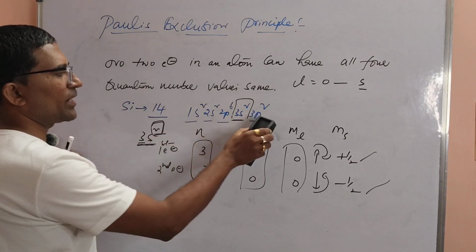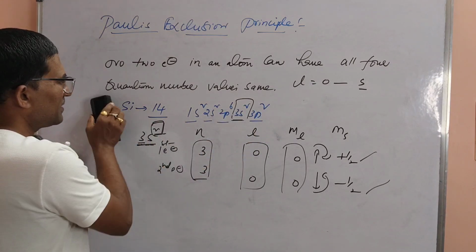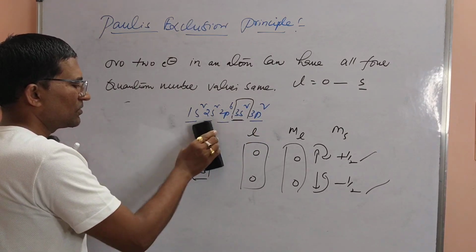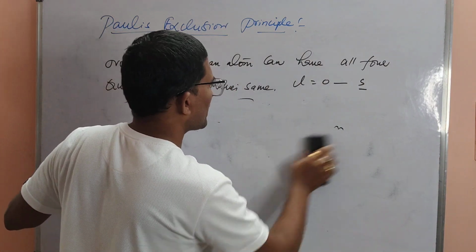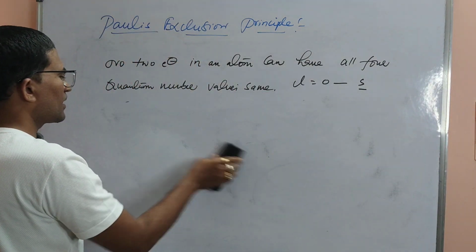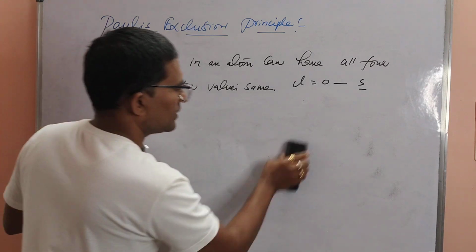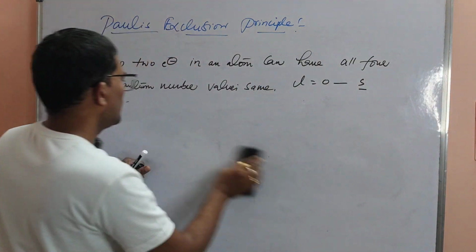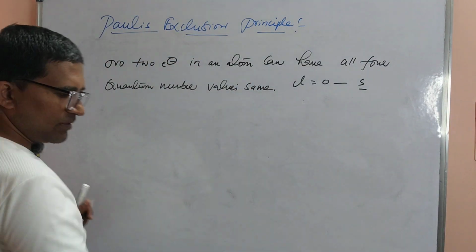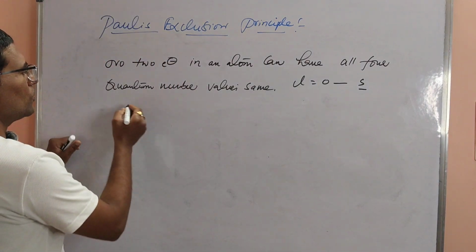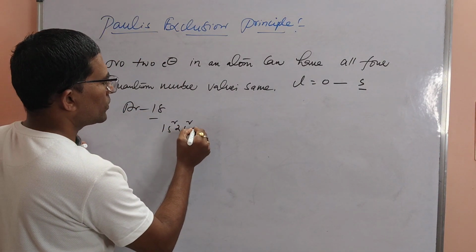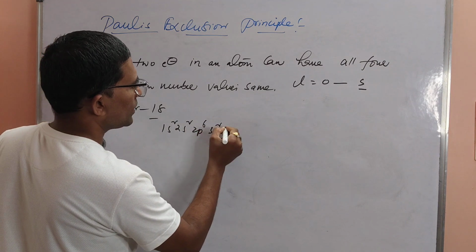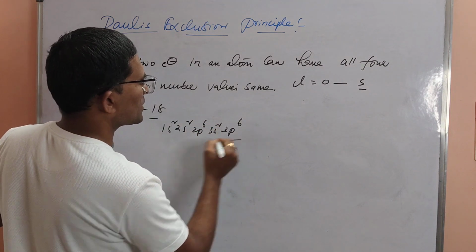Next, sir, you write for 3p, sir. In 3p we have 2 electrons, not completely filled. No, we'll go with argon, where you will understand more easily. I will write the argon case, then you will understand. It will be the last example to explain this particular principle. Now argon, atomic number is 18, configuration 1s2, 2s2, 2p6, 3s2, 3p6.